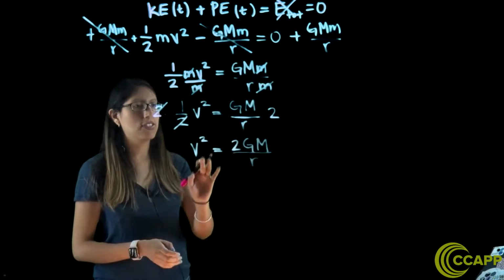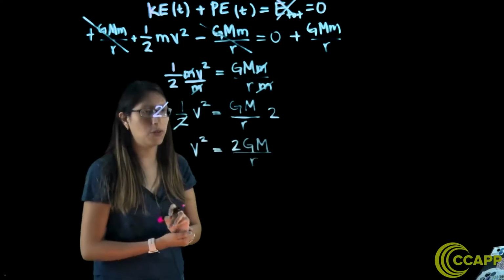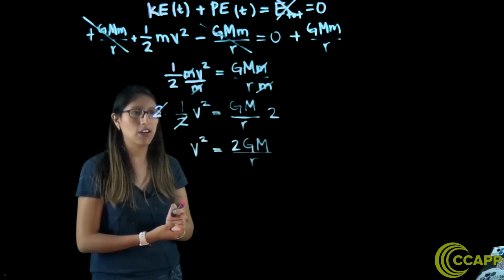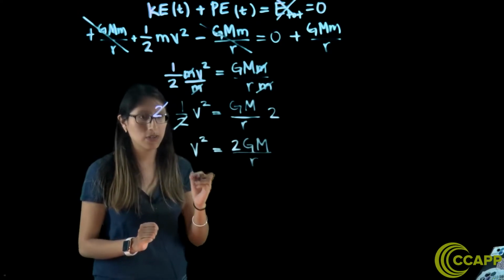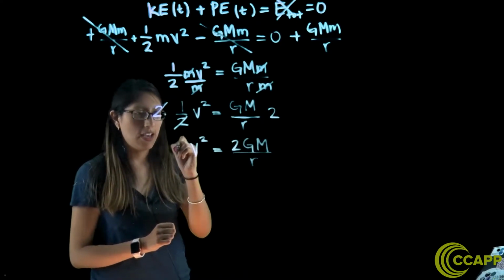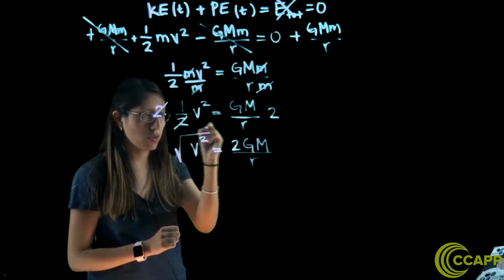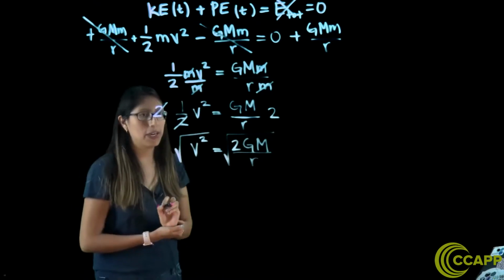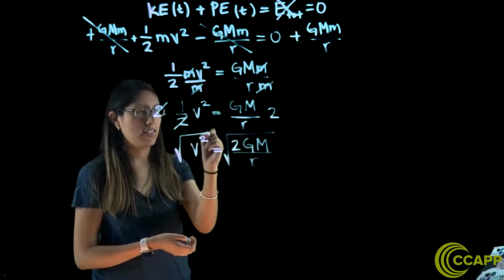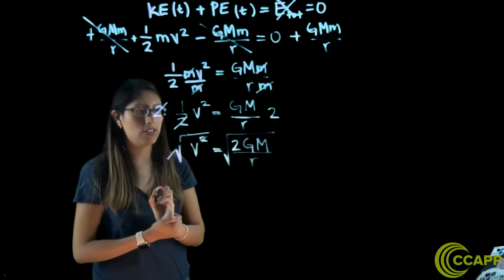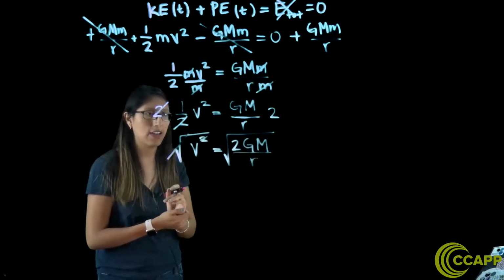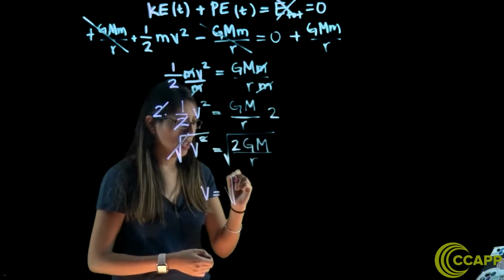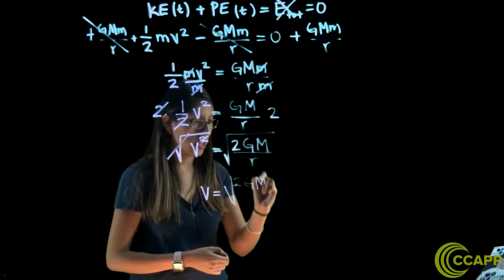And then now to get rid of this squared, we know that the opposite operation of a power law is a square root. So what we can do is take the square root of both sides. So I'm just going to put a square root sign here and a square root sign here. And by doing that, I'm canceling out the power and the square root, since they cancel each other out. And I will be left with velocity equals the square root of 2GM over r.